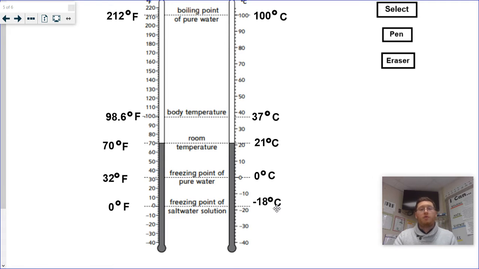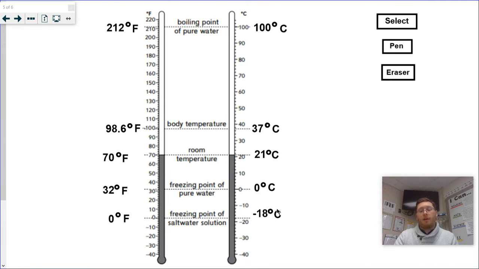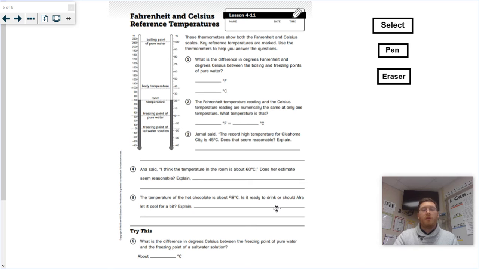Okay, so let's use this information that we have on this screen to help us with this activity. So Fahrenheit and Celsius reference temperatures. So I have the same chart over here to the left on my screen. I have to use this chart for numbers 1 through 6 to answer these questions. Okay, so these temperatures show both the Fahrenheit and Celsius scales. Key reference temperatures are marked. Use the thermometers to help you answer the questions. Number 1. So we're only going to do one of these, and then I'm going to have you do the rest.